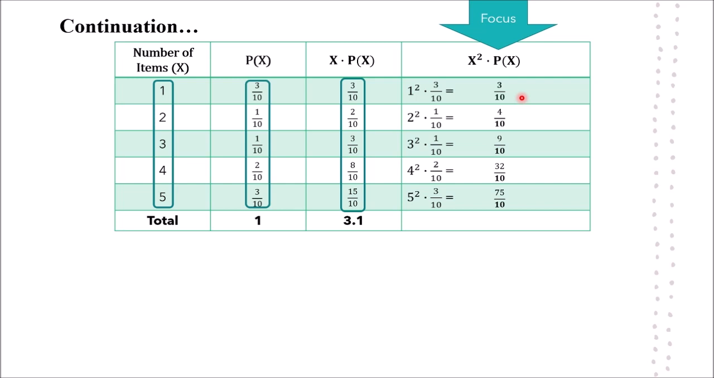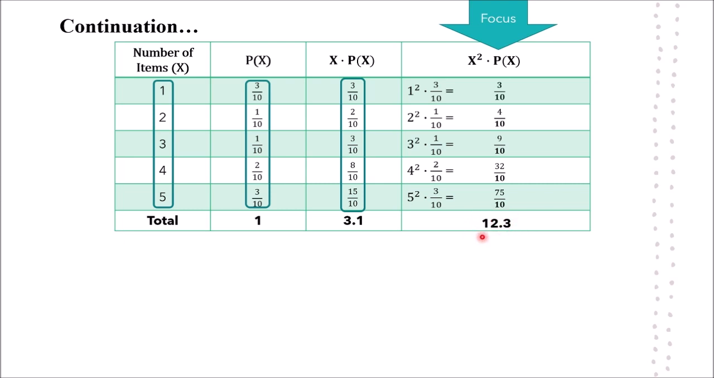Next, we get the sum of your x squared times p of x. Following the same procedure, just like what we did in the mean, we are going to add all of this. The sum will be 12.3. Again, the total for the probability distribution is 1. The total value here, which is the mean, is 3.1. And the total value for the initial step for solving variance and standard deviation is 12.3. So this is not yet the value of our variance.